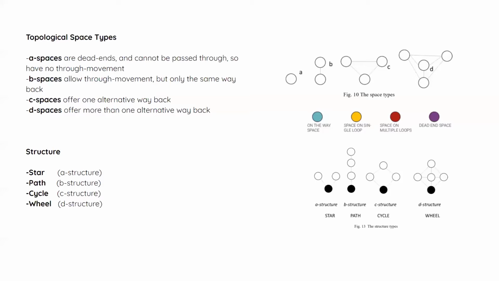A cycle is formed when spaces are laid out one after the other, with the last space connected to the first, forming a loop. A cycle structure has low integration, low local choice and high traversability. It offers two-directional movement. A wheel is formed when spaces are arranged in a star format with the spaces on the branches connected to each other, forming multiple loops. A wheel structure has high integration, high local choice and high traversability. It offers multi-directional movement.